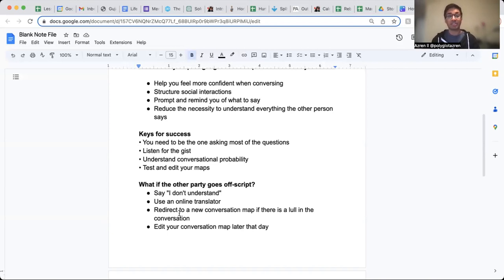A second key for success, and this is a key for success when you're having conversations in another language in general, is you need to listen for the gist. Listen for the gist. I see far too many language learners who don't listen for the gist. They try to understand every word that someone is saying to them. But the reality is, unless you have a very high degree of proficiency, or if you're very familiar with the topic being discussed, you're not going to understand everything. No matter how hard you try, you're not going to understand everything that the other person says.